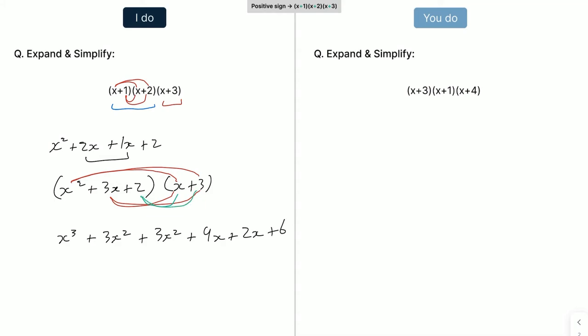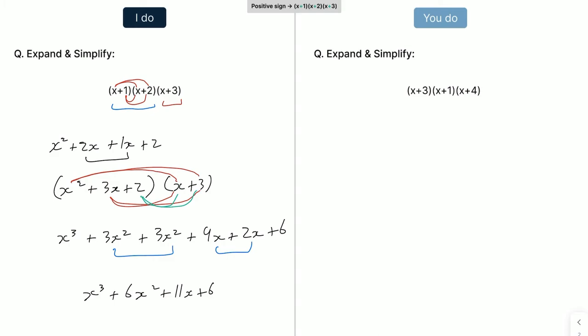We are now going to collect the like terms. So in this case, these two are like terms and these two are like terms. So this whole thing simplifies down to x cubed plus 6x squared plus 11x plus 6. So press pause and have a go at the example on the right.